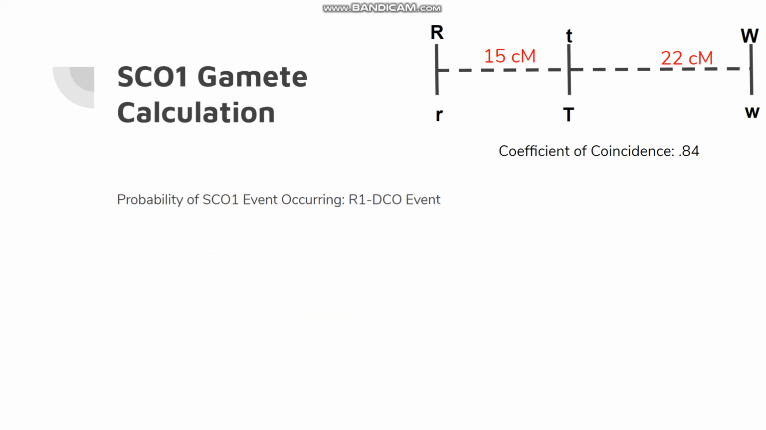Now let's try to calculate the probability of a single crossover event at the first loci occurring. To calculate this, we take R1 and subtract the probability of the DCO event, which, recall, was 0.02772. What is the probability of getting a gamete with a big R, big T, and little w?